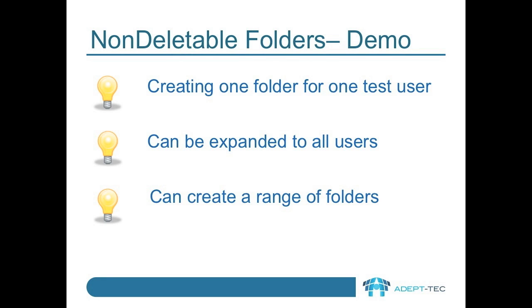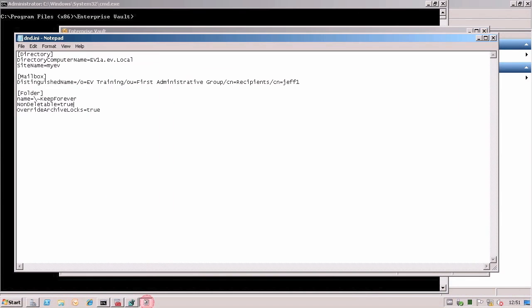So in this short demo I will create a simple folder for one test user. You can imagine how you can roll this out to all your users and to implement a particular folder structure. You need an EVPM script that looks a bit like this. I'm going to do it for my user Jeff1. You can also change it to have the distinguished name all, and it will go out to all of your users.